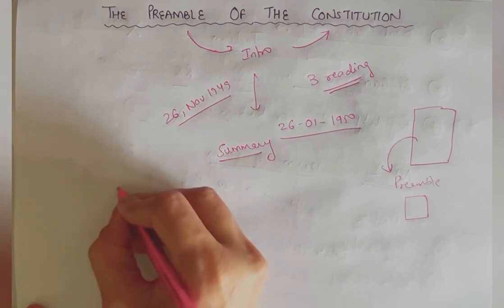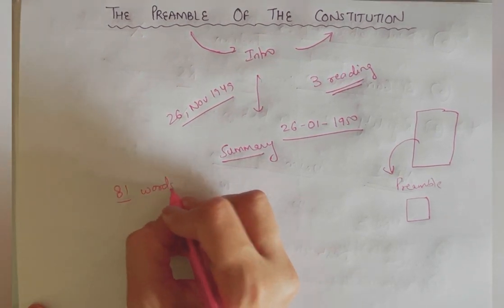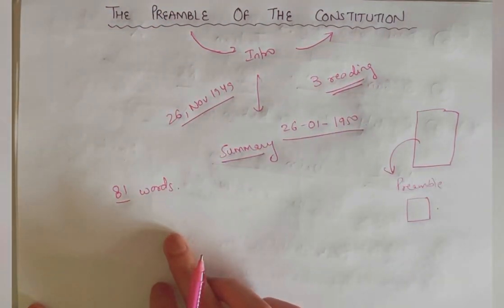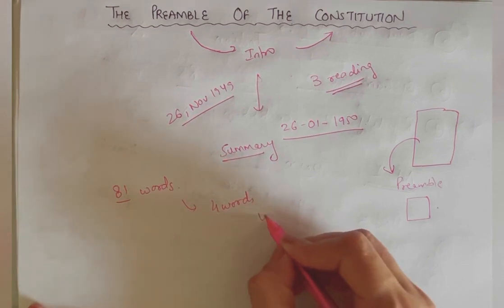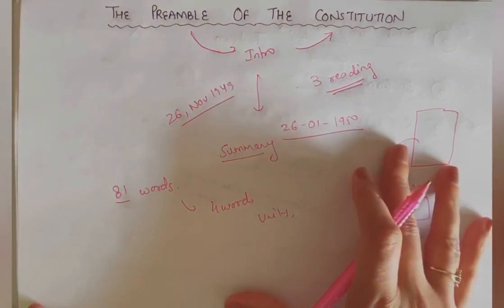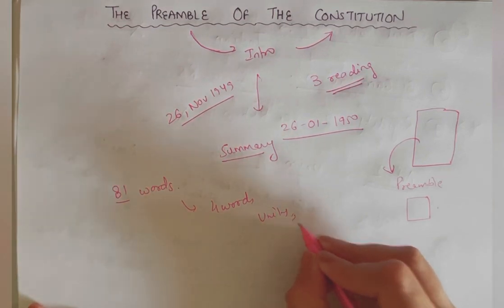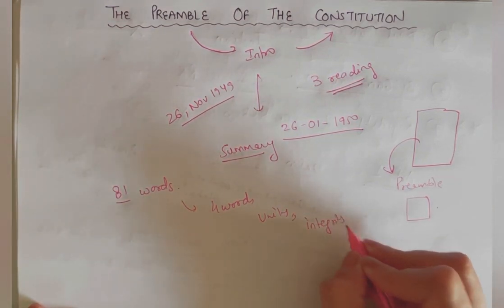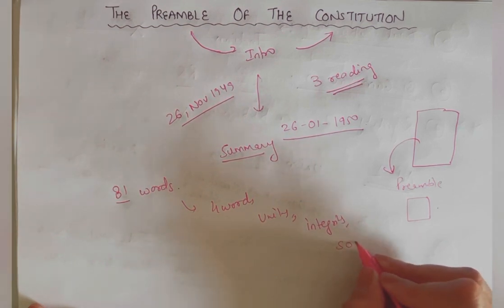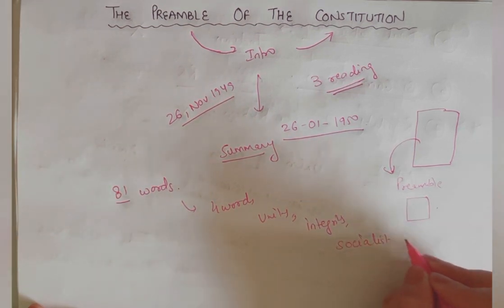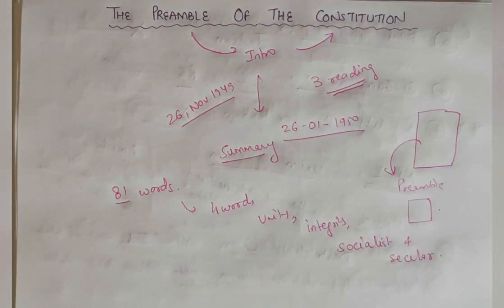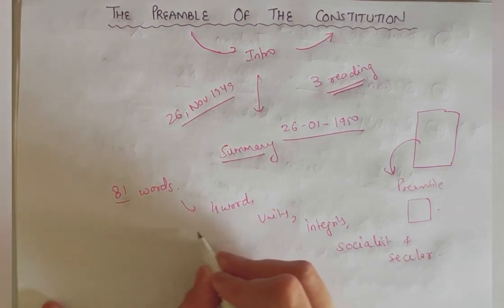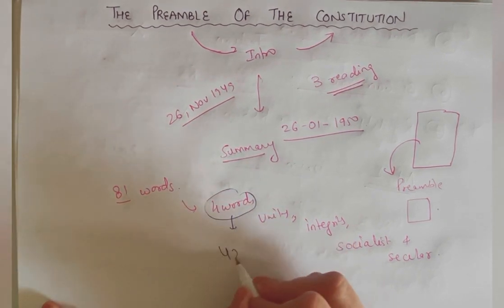Originally it had 81 words. जब बच्चे हमने ये बनाया तब इसमें 81 words थे, right? 4 words were added after it, 4 words कौन कौन से? मैं आपको पूरा preamble लिख के बताऊंगी, उसमें आप देखना unity word आएगा, integrity, socialist and secular. So these 4 words were added later on. Okay, and these 4 words were added in 42nd amendment.